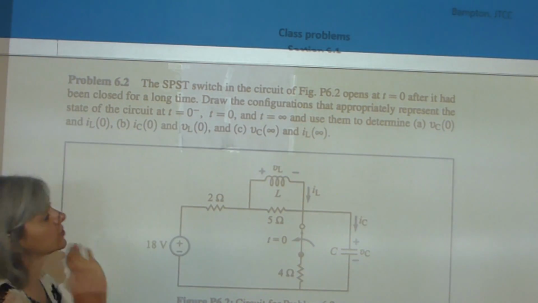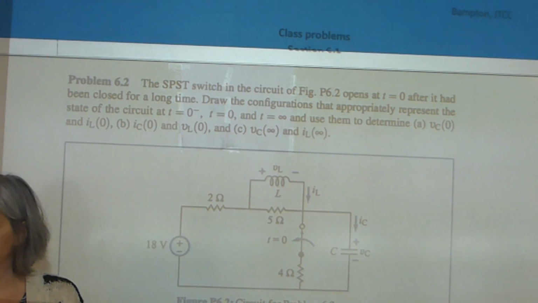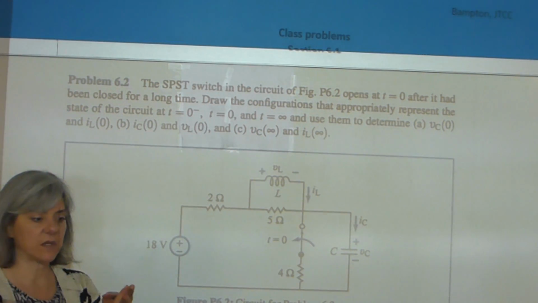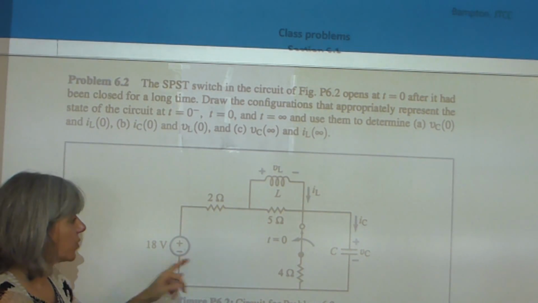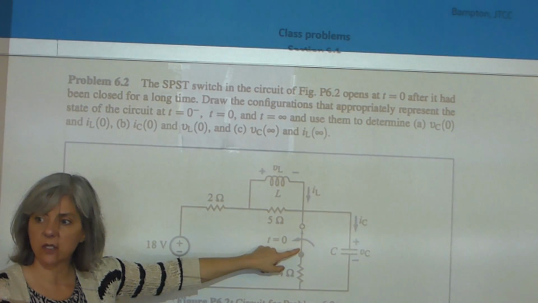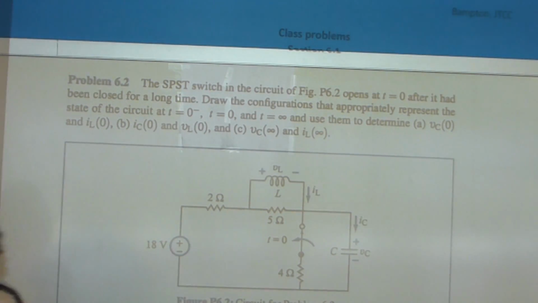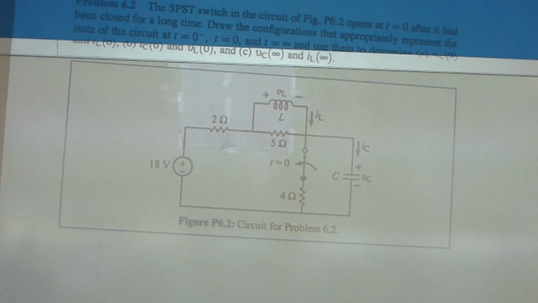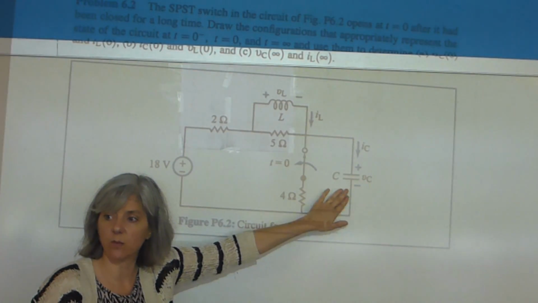So the first thing we need to do is find all the values at 0: V sub C, V sub L, I sub C, I sub L. We have to find them all. The first thing is to look at our initial condition circuit, which is before the switch opens. So first we'll draw that one. It's been in place a long time, so I'm going to draw my inductor as a short and my capacitor as an open. And then we'll see what we have left.